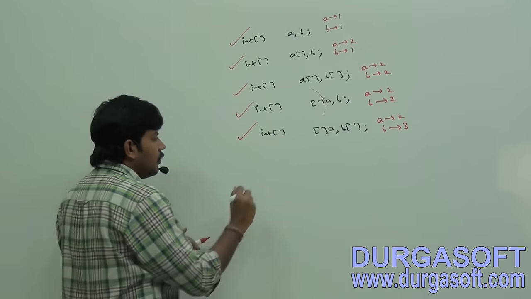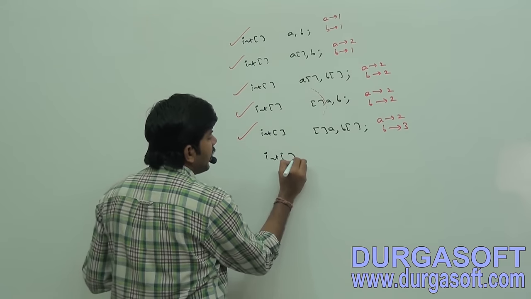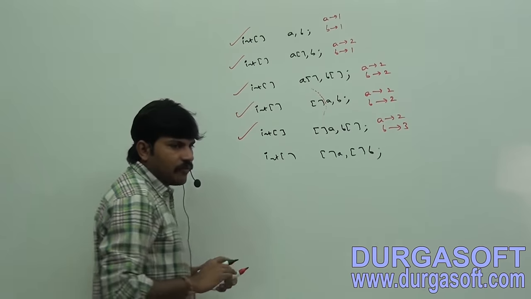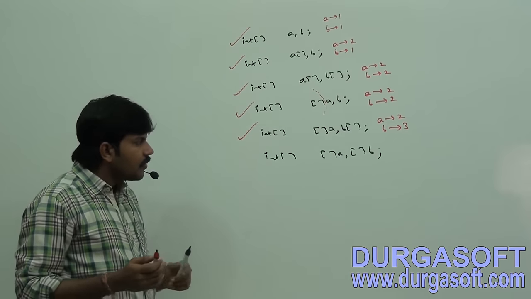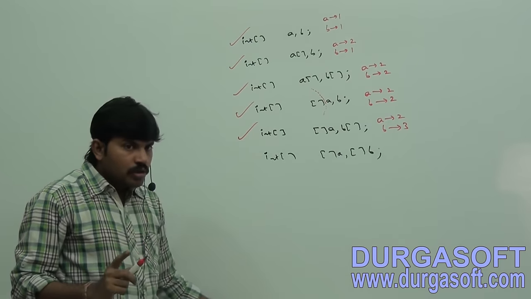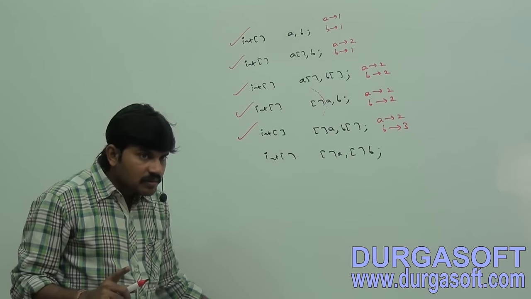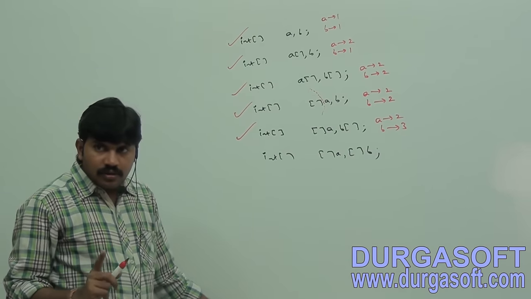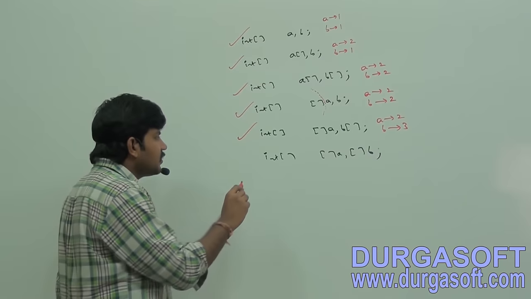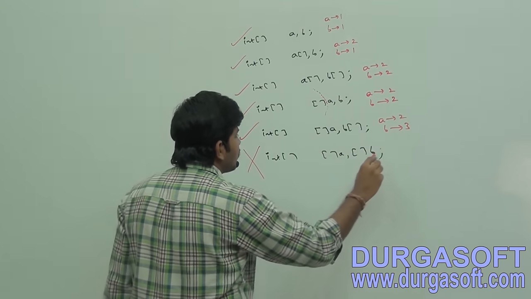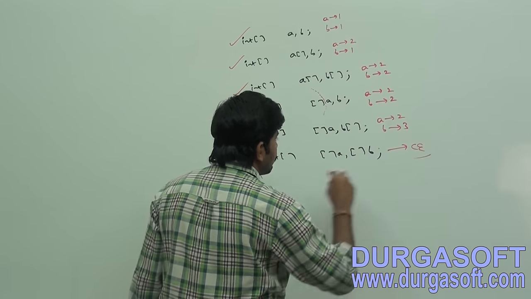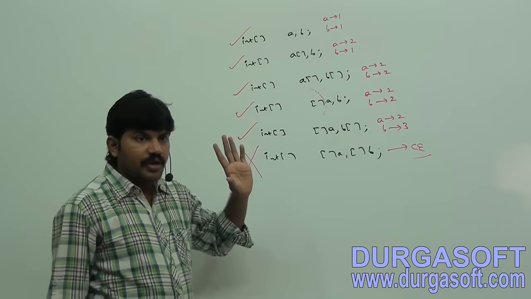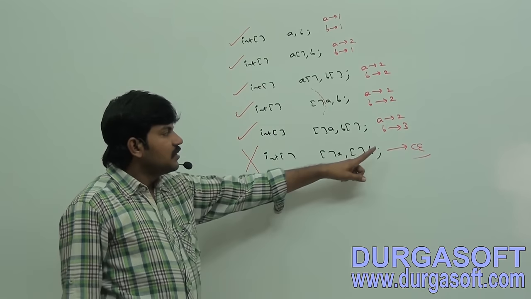Now, int array, A and B. What is A's dimension? 2. What is B's dimension? Make sure, if you are taking it like this, the compiler will give a compile time error on left and right. So that's the second conclusion you should be aware of.